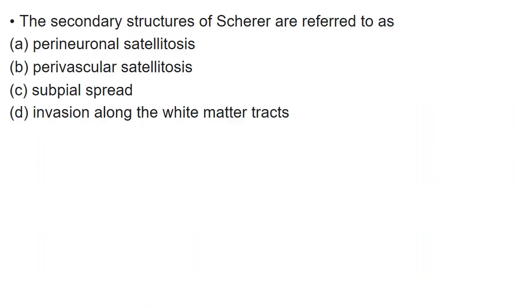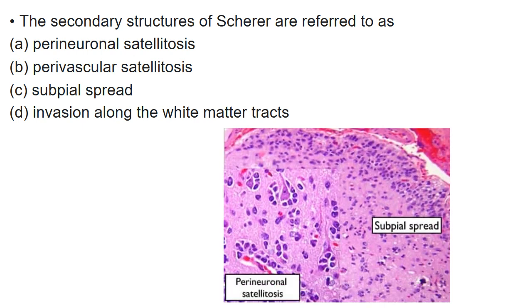Now, what are the secondary structures of Scherer? Perineuronal satellitosis. So this is a neuron here and these are the cells. There may be a perivascular satellitosis as seen here. In addition, there may be a subpial spread. And what is not shown here, there may be invasion along the white matter tracts as well.